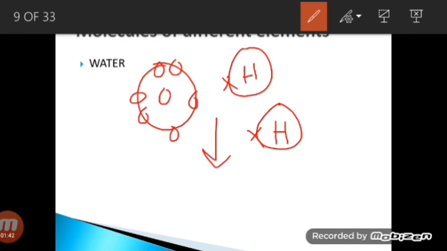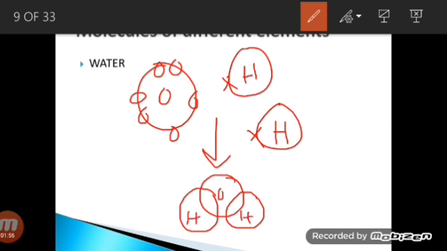As a result, what will happen? Which structure will be produced? We will get a molecule like this. This is hydrogen, this is oxygen, this is hydrogen, and in this place where overlapping took place, we share the bond pairs of electrons. So this is how we get the structure of the water molecule.